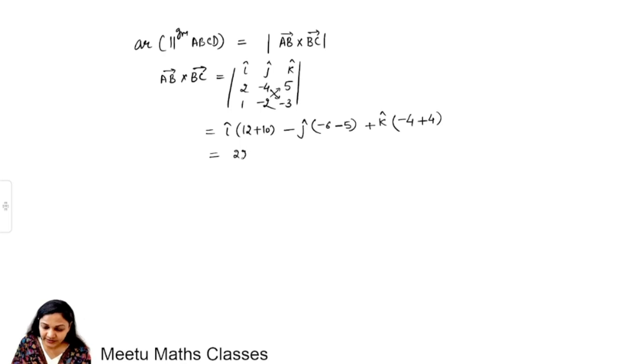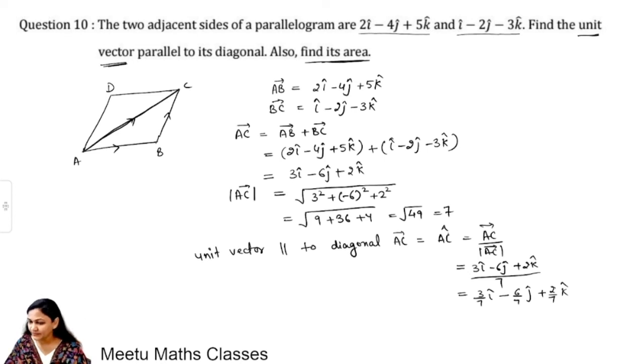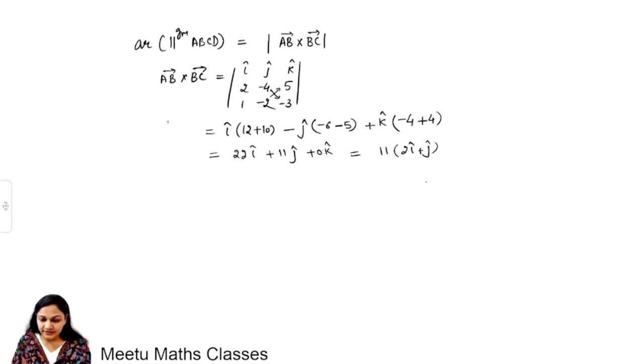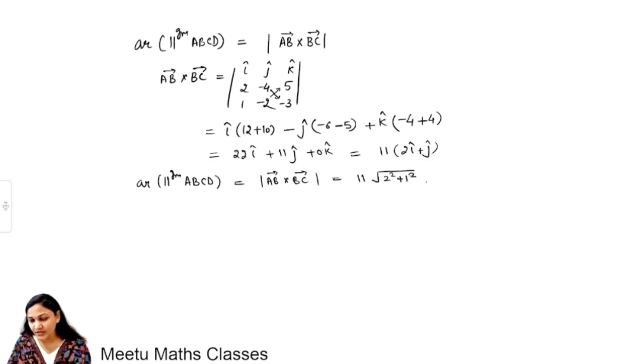So it will be 22i, this is minus 11 plus 11j, and the coefficient of k will be 0k. This is equal to, 11 can be taken common, 11 times 2i plus j. Now the area of parallelogram ABCD is the magnitude of this vector, magnitude of AB cross BC, that is 11 square root of 2 square plus 1 square, that is 11 root 5 square units.